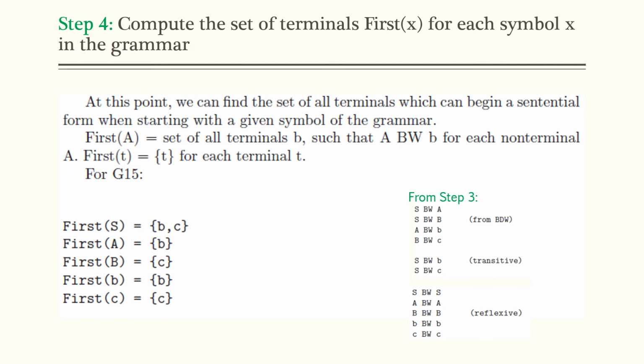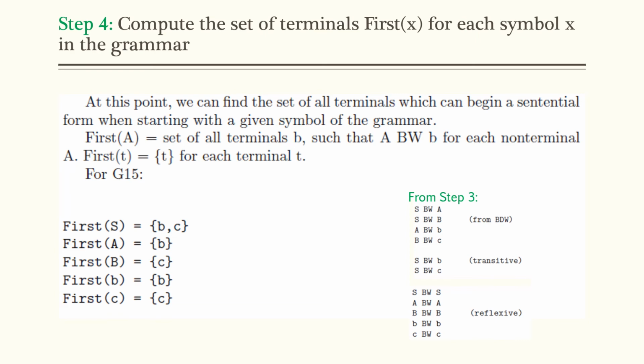Step number 4 is to compute the sets of terminal first X for each symbol X in the grammar. So what does it mean? At this point, we can find the set of all terminals which can begin a sentential form. So there are 2 here: first A, where A is a non-terminal and we need to find the set of all terminals, and then the second one is first T, where T here is a terminal. So what does it mean here?